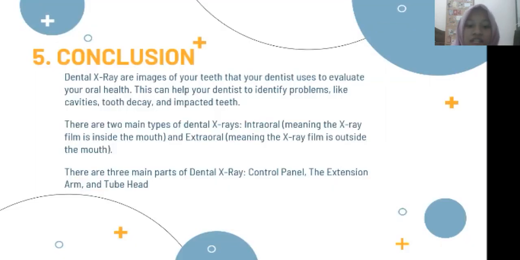Okay, this is the last material of my presentation. So I can conclude that dental X-rays are images of your teeth that your dentist uses to evaluate your oral health. This can help your dentist to identify problems like cavities, tooth decay, and infected teeth. There are 2 main types of dental X-ray: intraoral, meaning the X-ray film is inside the mouth, and extraoral, meaning the X-ray film is outside the mouth. There are three main parts of dental X-ray: the control panel, the extension arm, and the tube head.